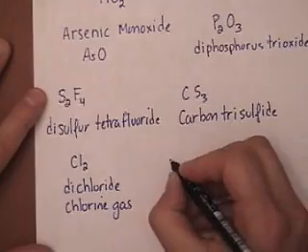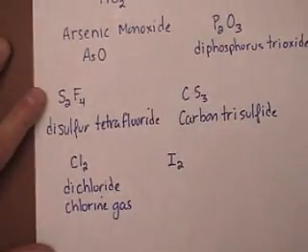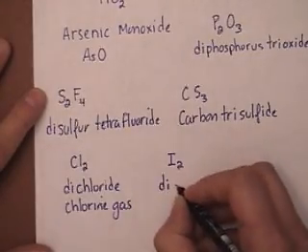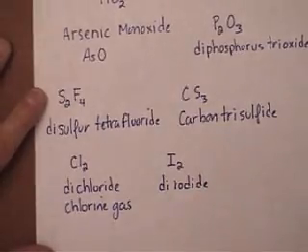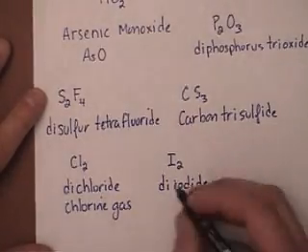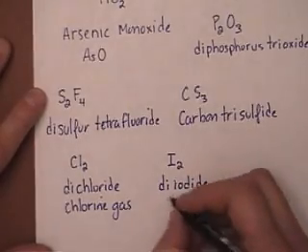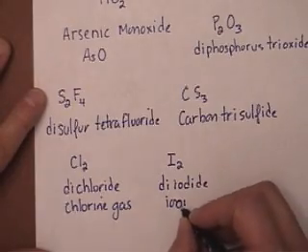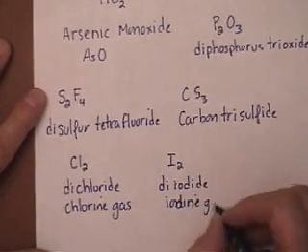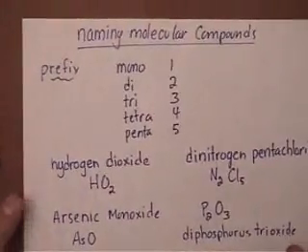So if we had, and the iodine's always a weird one, if we had I2, it would be diiodide. That's weird, hey? Diiodide. Or maybe it's even diodide. Who knows? But it's still strange enough. Diiodide, which is so much easier to say iodine gas. Anyways, there you go. Ran you through naming molecular compounds. Enjoy.